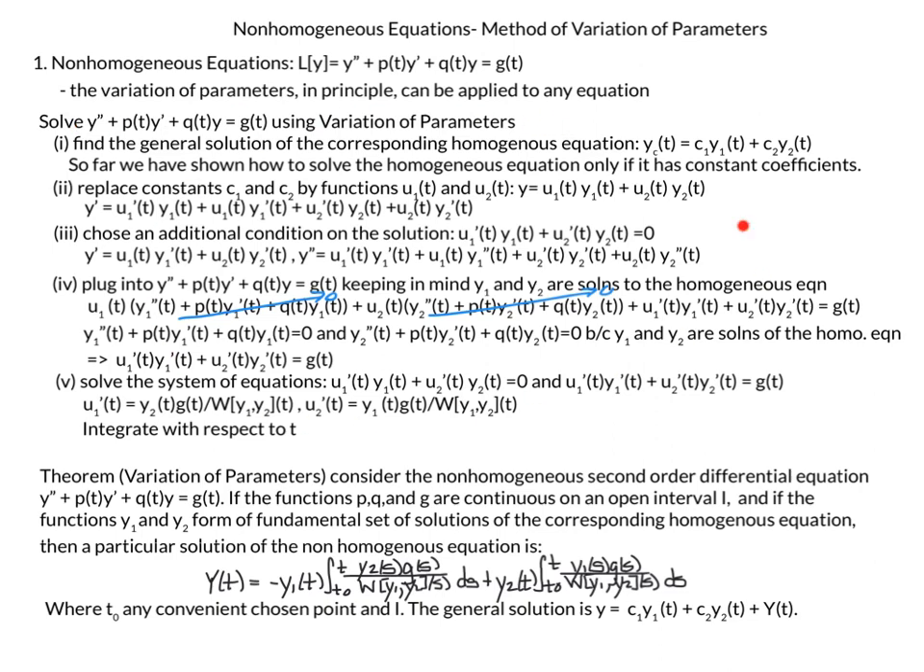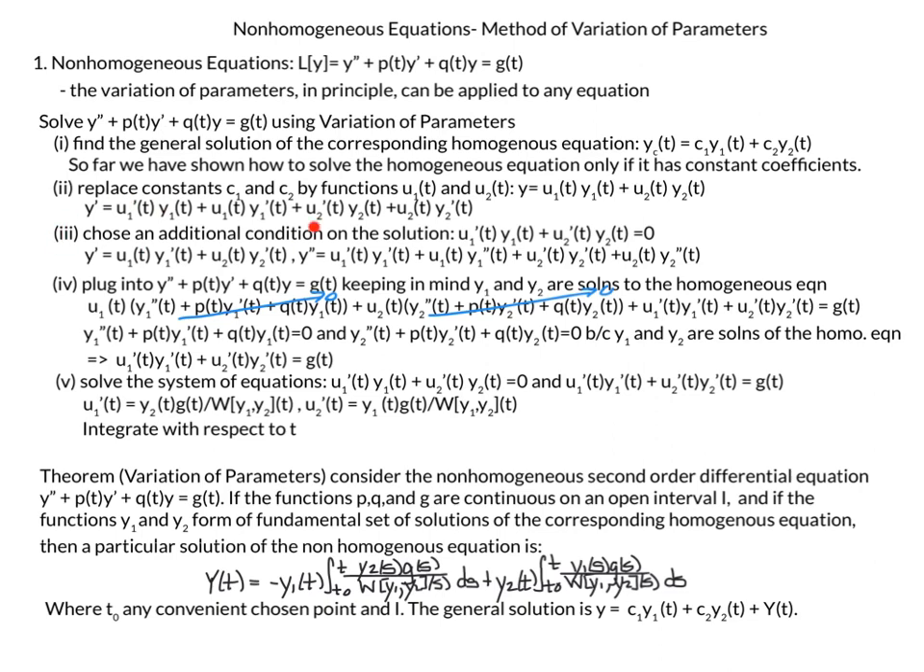These are the steps for our approach. The first step is to find the general solution to the corresponding homogeneous equation, and so we get our complementary solution y_c equal to c1y1 plus c2y2. The next step is to replace the constants c1 and c2 by functions u1 of t and u2 of t. So now we have y equal to u1 of t, y1 of t plus u2 of t, y2 of t. Then we can take the derivative of y with respect to t.